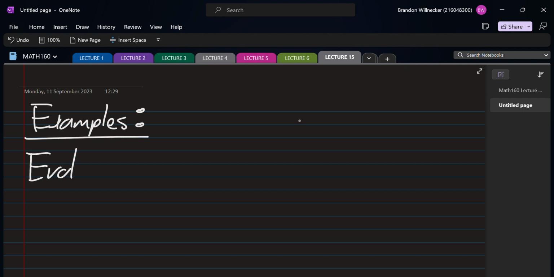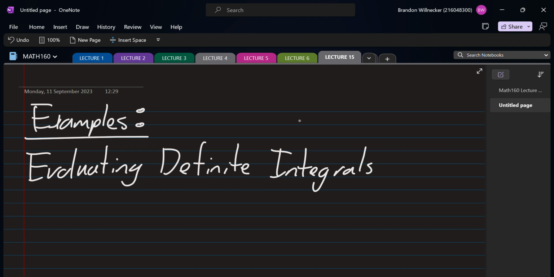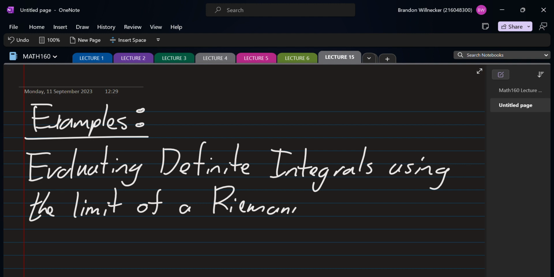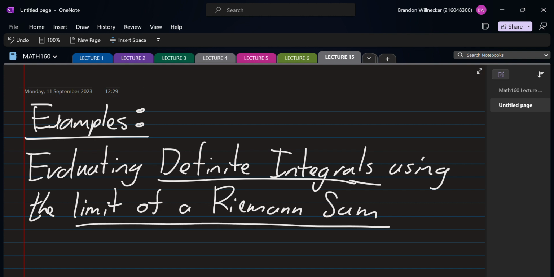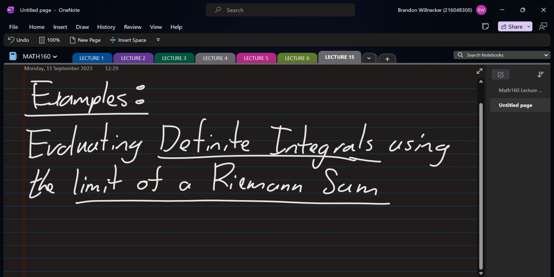Okay, so evaluating definite integrals, just from the definition, using the limit of a Riemann sum. Definite integrals, limit of a Riemann sum, those are the key words you should keep in mind. Later on, we will evaluate these with a couple tricks, and we will move away from this limit of a Riemann sum. But if you ever get a definite integral, you should know that you can always go back to this definition.